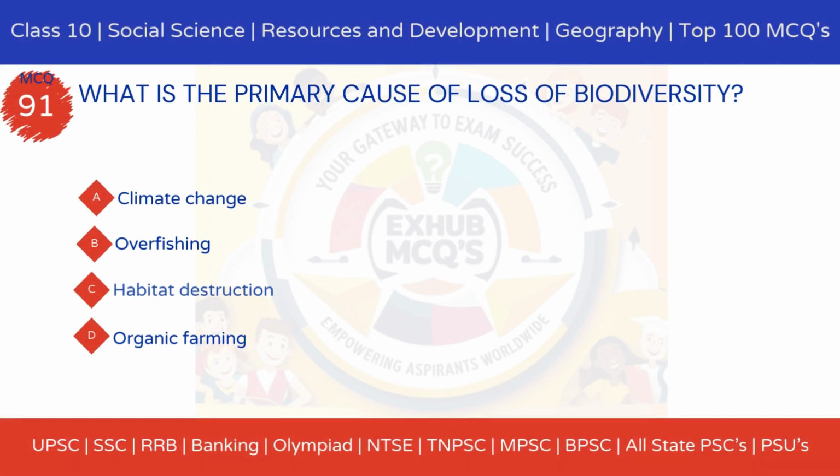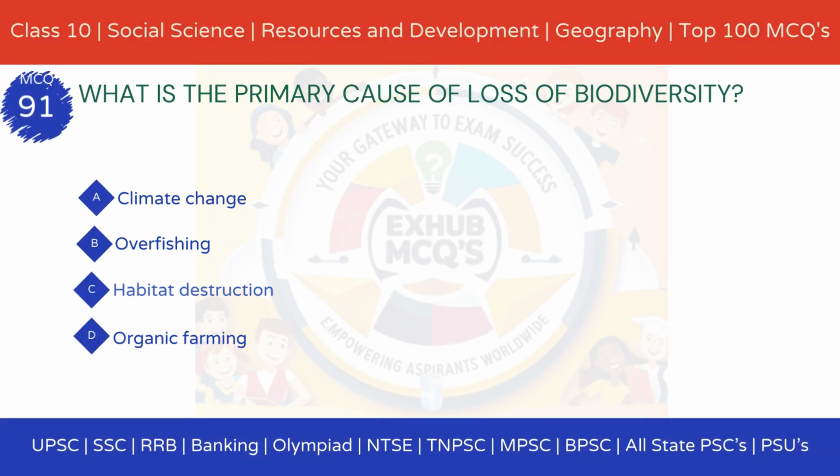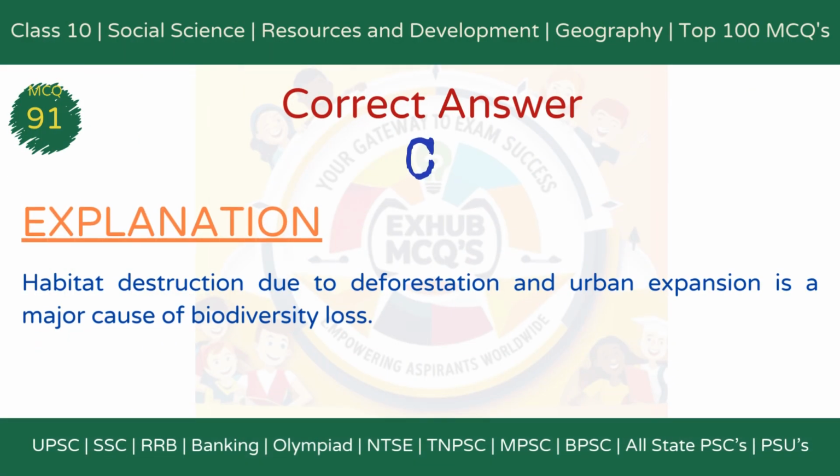91. What is the primary cause of loss of biodiversity? Option A, climate change. Option B, overfishing. Option C, habitat destruction. Option D, organic farming. The correct answer is option C, habitat destruction. Explanation. Habitat destruction due to deforestation and urban expansion is a major cause of biodiversity loss.